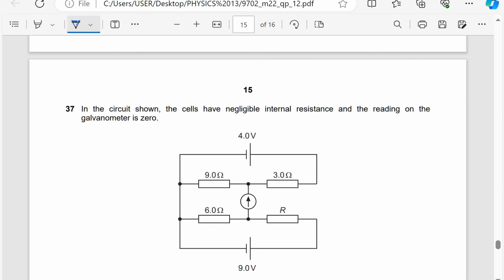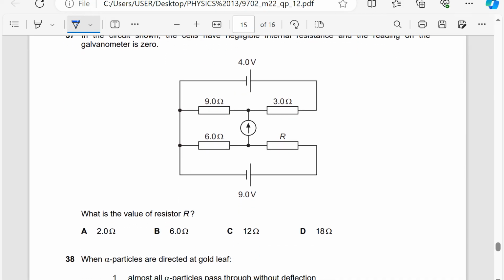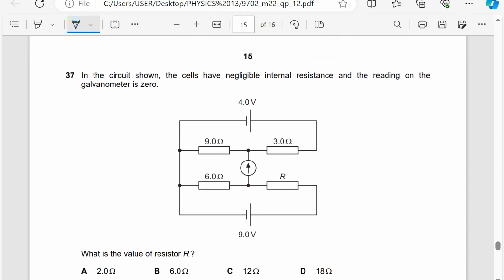In the circuit shown, the cells have negligible internal resistance and the reading on the galvanometer is 0. What is the value of resistor R? Okay, so this is a simple question. If the reading on the galvanometer is 0, there is balance. So it means the resultant current through the galvanometer is 0.